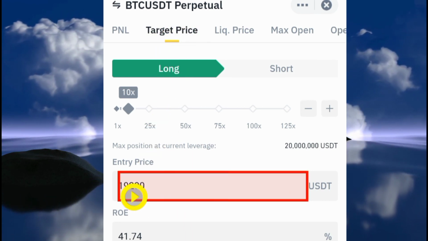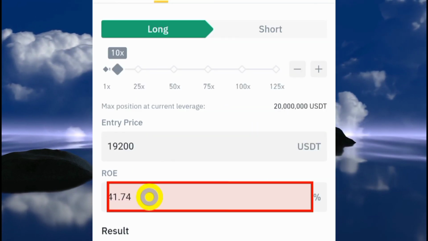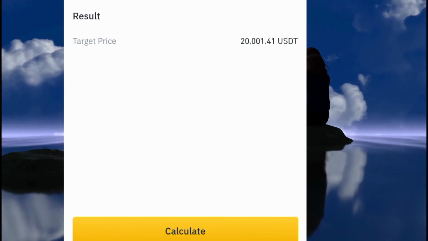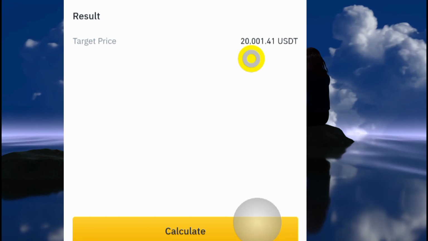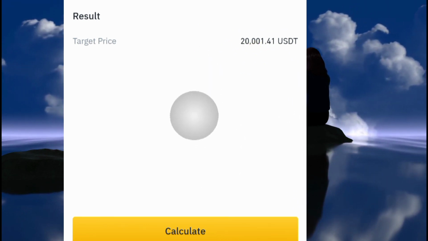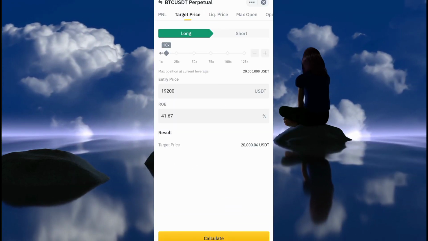You can also calculate what your take profit should be. All you need to do is to enter your entry price and then put the percentage profit you want to make, and then you click calculate. Boom, as you can see here, it is basically telling us that we should be able to take our profit at this price. So you need to know these calculations before you actually start doing anything. Let's click on the next one.